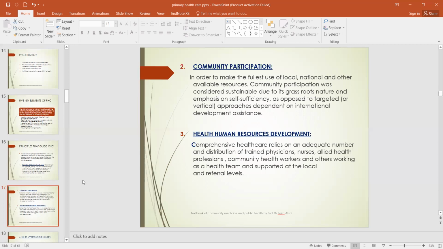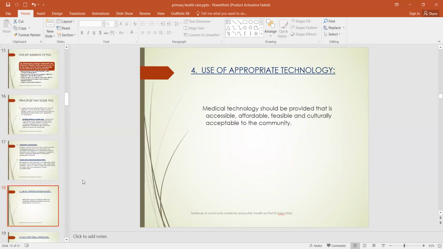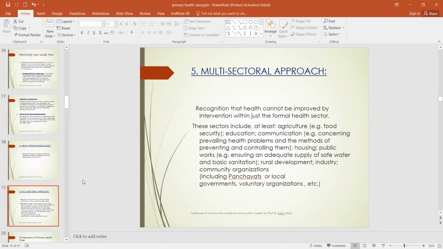Comprehensive healthcare relies on an adequate number and distribution of trained physicians, nurses, allied health professionals, community health workers, and others working as a health team and supported at the local and referral level. And the fourth principle is use of appropriate technology. Medical technology should be provided that is accessible, affordable, feasible, and culturally acceptable to the community.